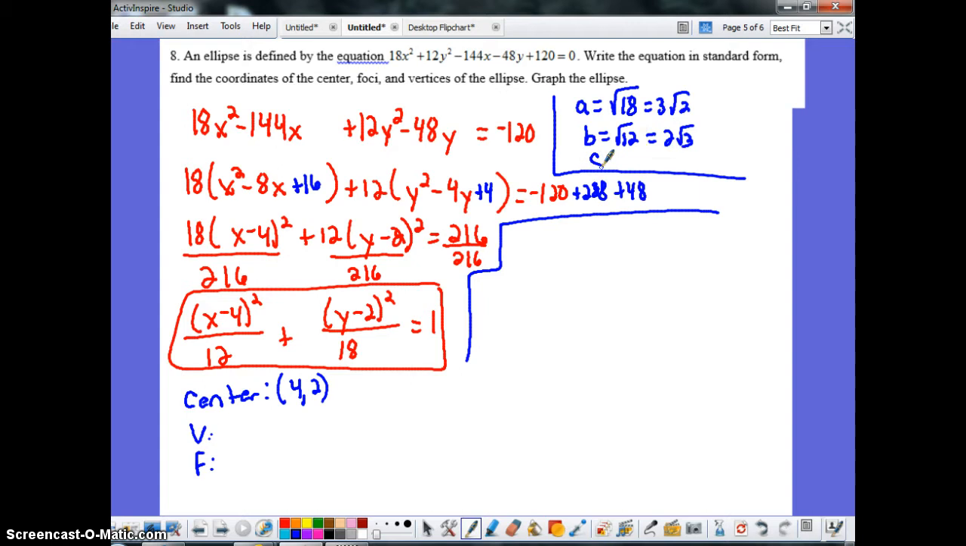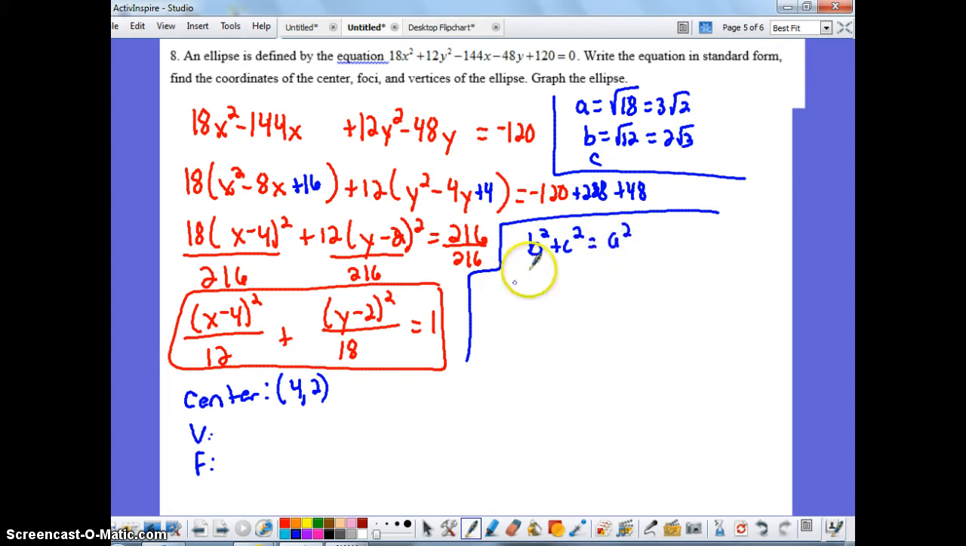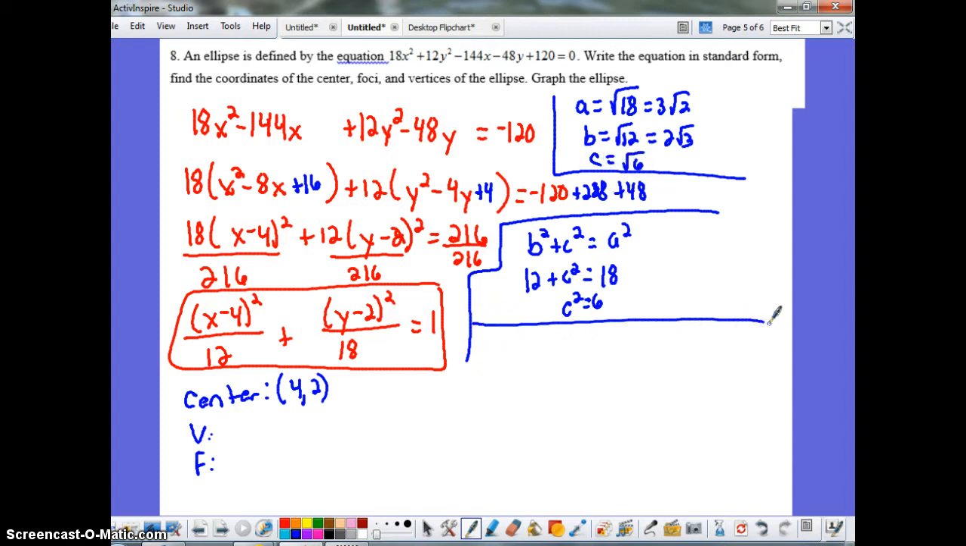So I need to use those to solve for the C value, where the C is how we're going to find the foci. For this one, I'm going to be doing that adapted version of the Pythagorean theorem, which is B squared plus C squared equals A squared. So B squared we know is 12, plus C squared is equal to A squared, which is 18. C squared is equal to 6. So C is going to be equal to the square root of 6. Alright, so at this point, I really just have to graph this. My center is at 4, 2.